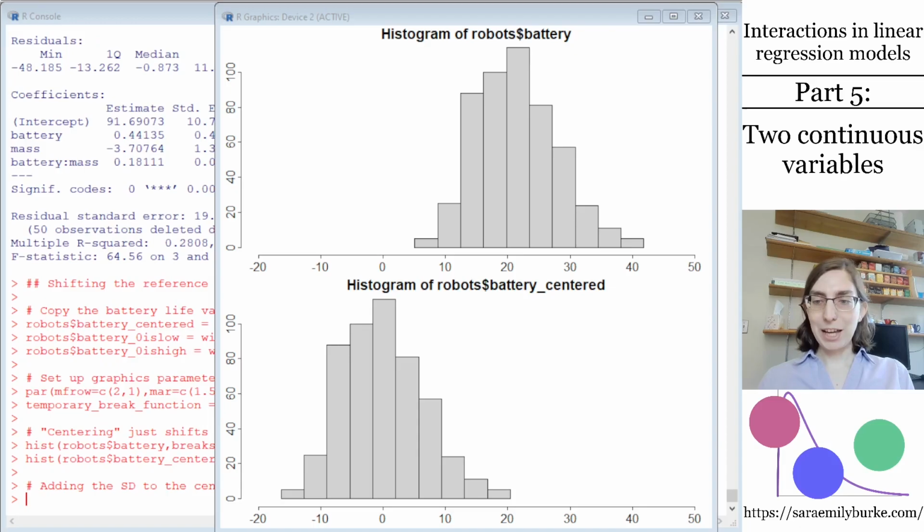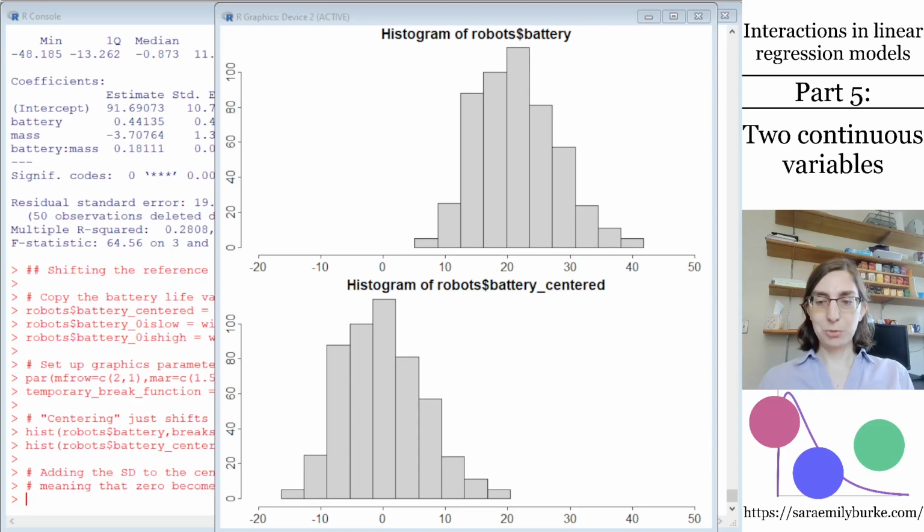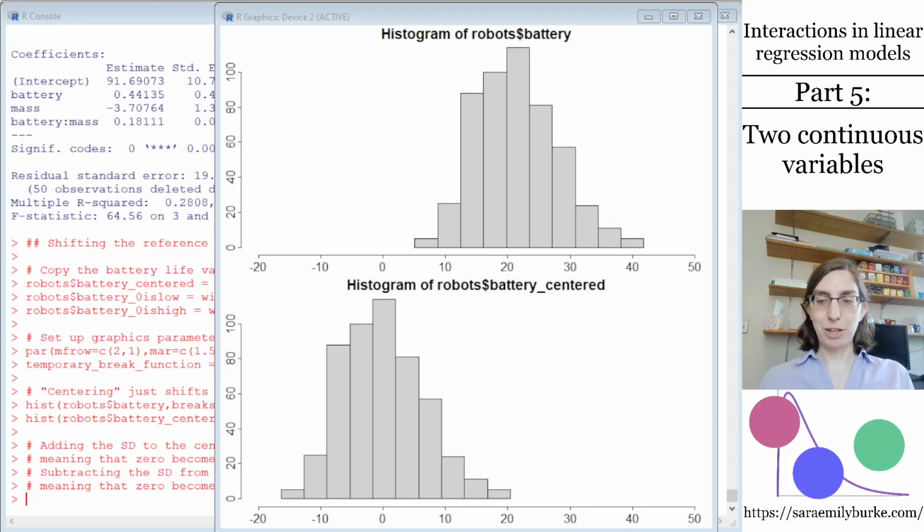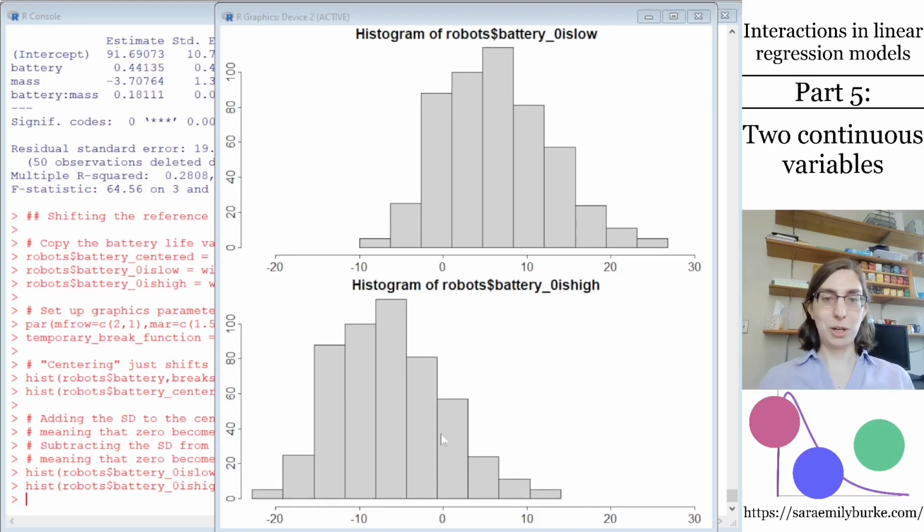Then, when I added the standard deviation to the centered version, I shifted the values up, meaning that 0 became a relatively low value. And when I subtracted the standard deviation from this centered version, it shifted the values down so that 0 became a relatively high value. I'm going to show those two histograms now. The top is the battery underscore 0 is low value, and the bottom is the battery underscore 0 is high value. These are the same distribution of battery life, just shifted around a little bit more.